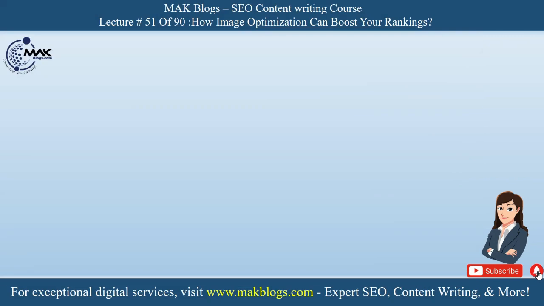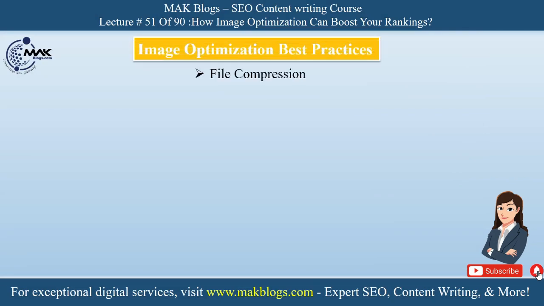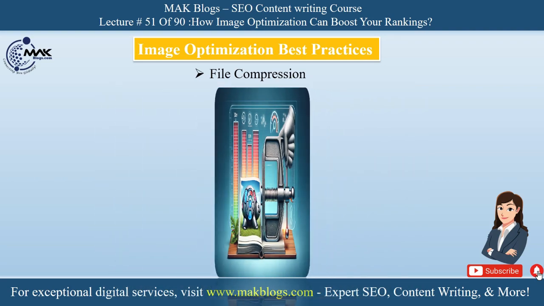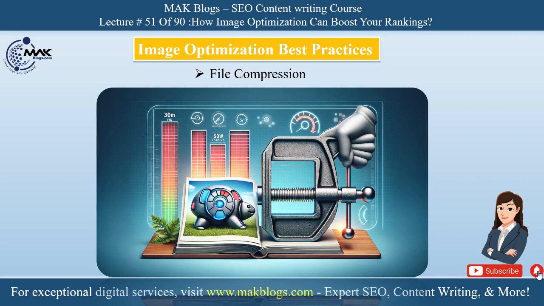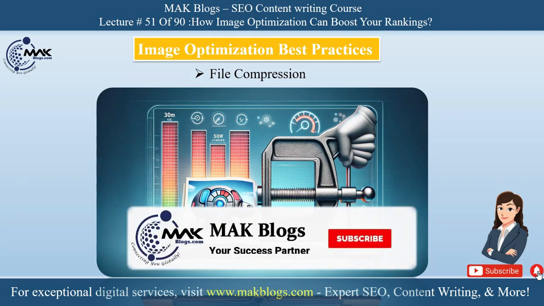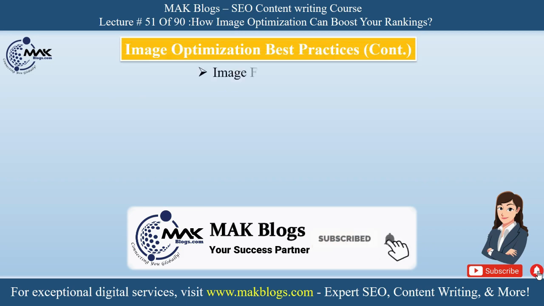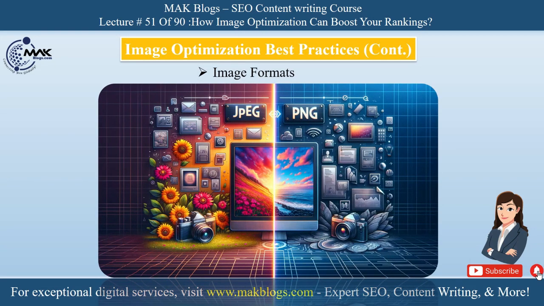Got it? Now, let's dive into some image optimization best practices that can help boost your search engine rankings. First, we have file compression. Use image compression tools to reduce file sizes while maintaining image quality. Smaller file sizes result in faster loading time. Choose the right image format for the type of content. JPEG is suitable for photographs while PNG is better for images with transparency.